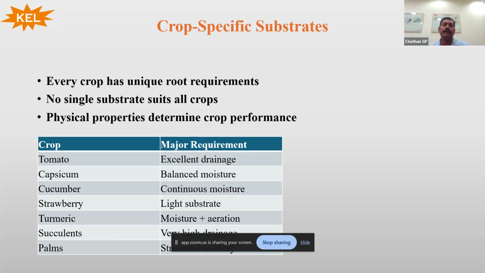The key message is that substrate formulation is not mixing materials randomly. It is about engineering a root environment that matches the biological needs of each crop.